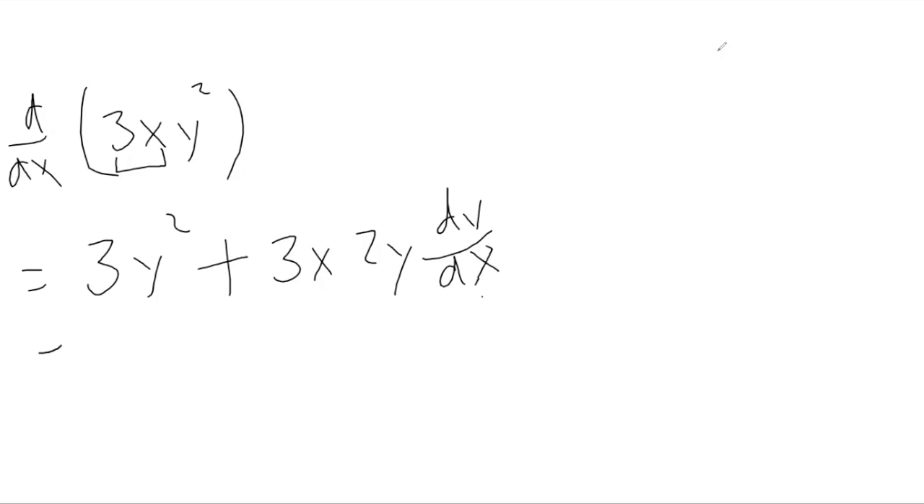Now you can clean this up a little bit. This first term is going to stay the same, but now we can multiply this 3 and the 2 over here because multiplication is commutative. So we're going to end up having 6xy dy dx. And that'd be your final answer here.